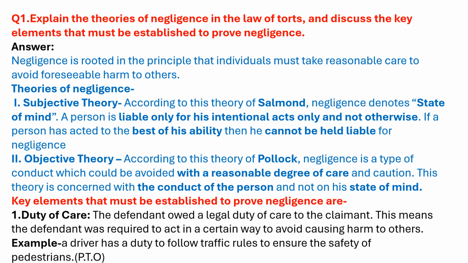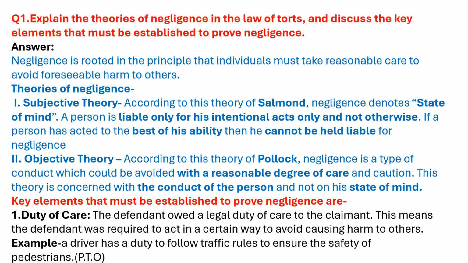Question number 1. Explain the theories of negligence in the law of torts and discuss the key elements that must be established to prove negligence. The answer is: negligence is rooted in the principle that individuals must take reasonable care to avoid foreseeable harm to others. There are two theories of negligence, one given by Salmond, the other given by Pollock. Let's discuss one by one.